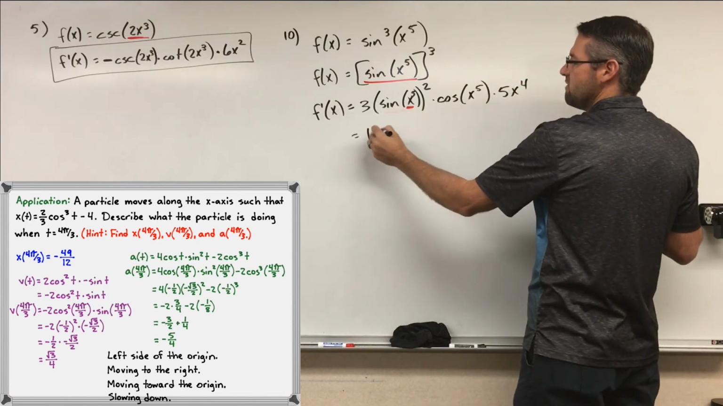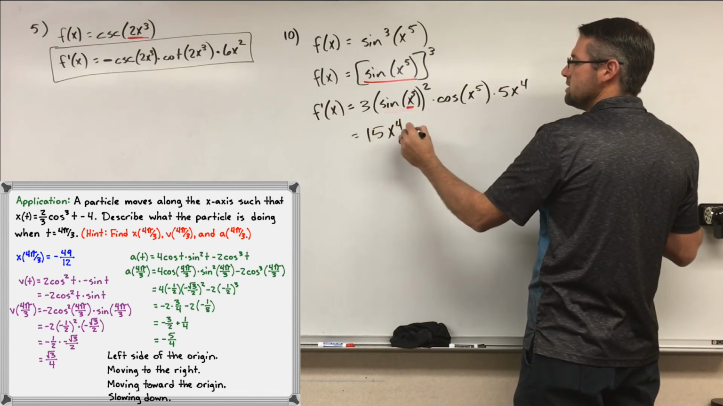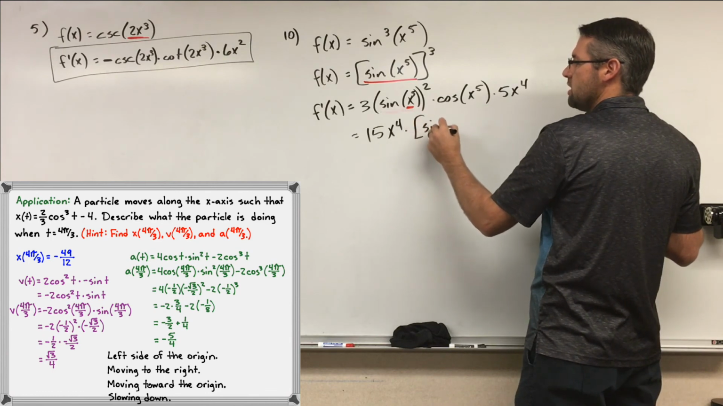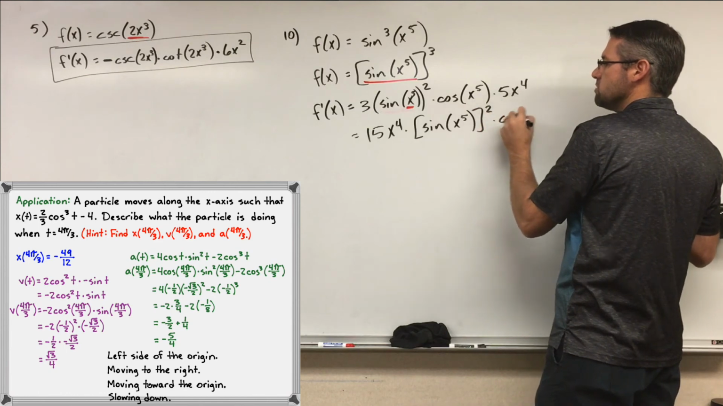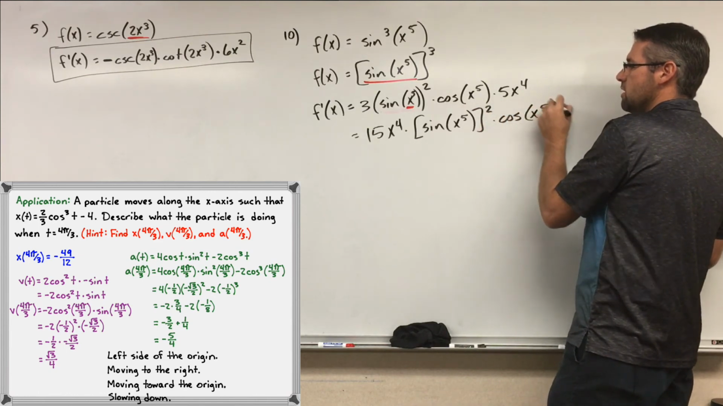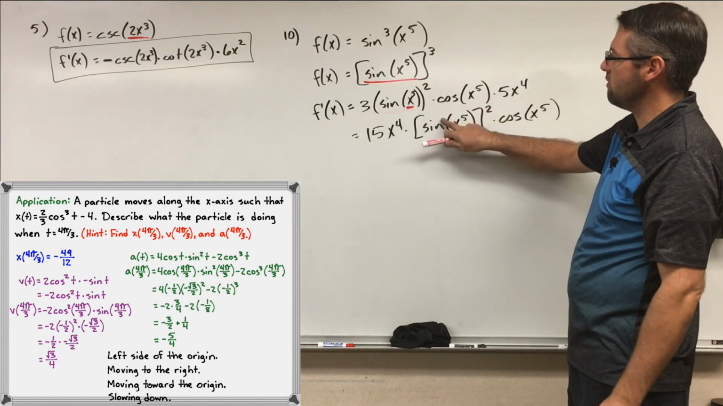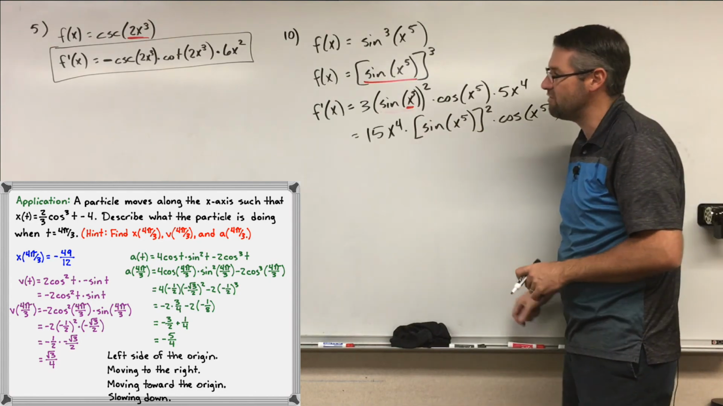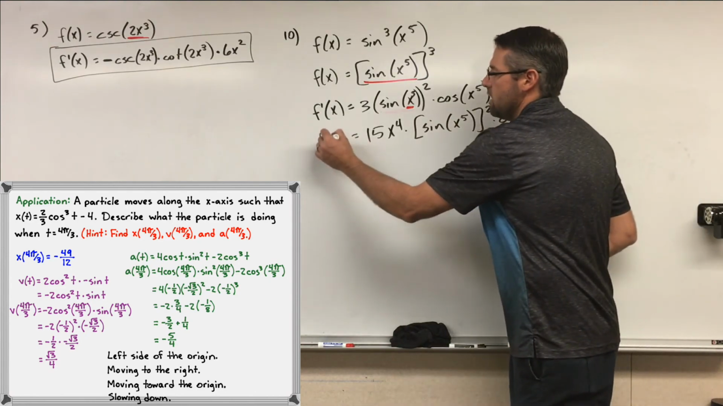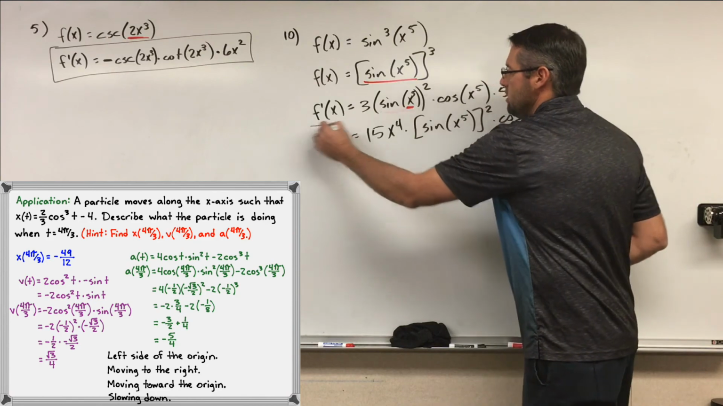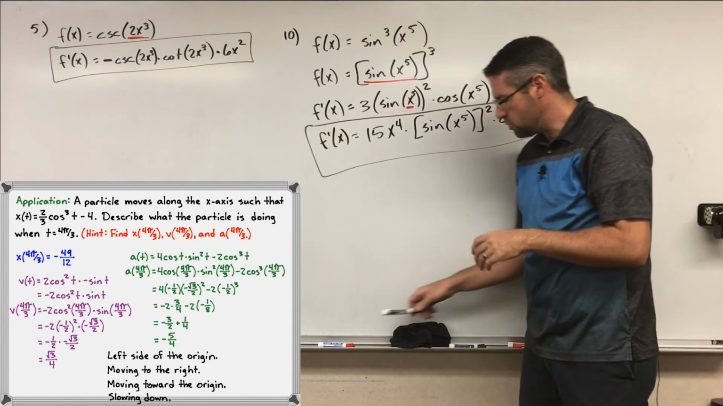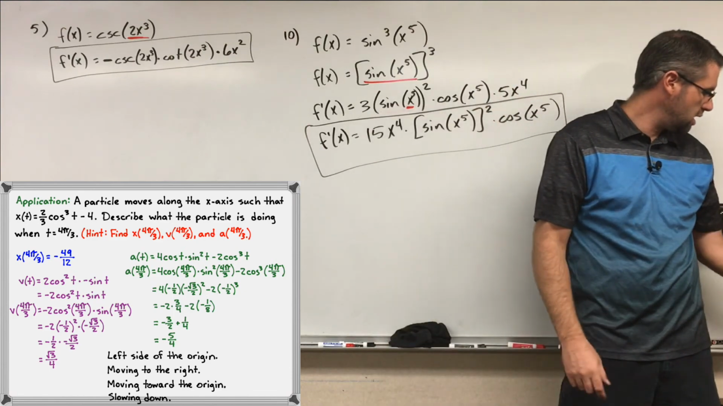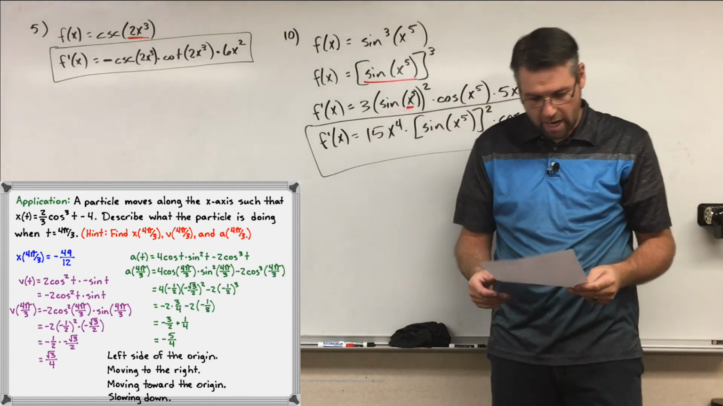Simplifying that a little bit, we got 15x to the 4th times sine of x to the 5th, all squared, times cosine of x to the 5th. And of course, you can move that square right here if you want to, but there's no real need for that. All right, so that is number 10 on that worksheet. And there's a few more to do. Again, you should probably try and do those on your own. And if you have any questions, reach out to me.